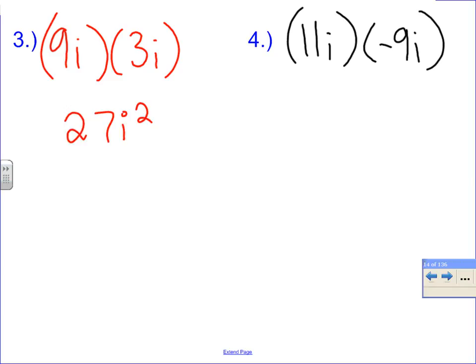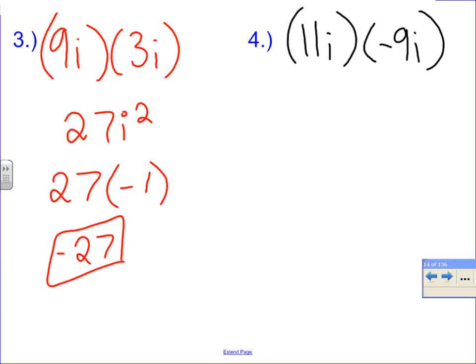Okay, Eric, i squared is what? Think back to our list. -1. Here's where the whole pattern thing comes into play. This is a big part of algebra 2. i squared is -1, so the answer to this is -27. So if you're multiplying complex numbers together, you're going to have to simplify, which means you need to know that pattern and have an idea of, well, what's i squared, what's i cubed, etc.